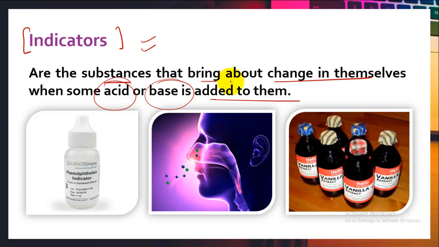Indicators are certain substances that bring about a change in their odor or in their color, or in any other property, when acid or base are added to them. Like we have phenolphthalein as an indicator. There are certain indicators which bring about a change in their smell, so they are olfactory indicators, such as vanilla extract. Some can show a change in color, some can show a change in smell.